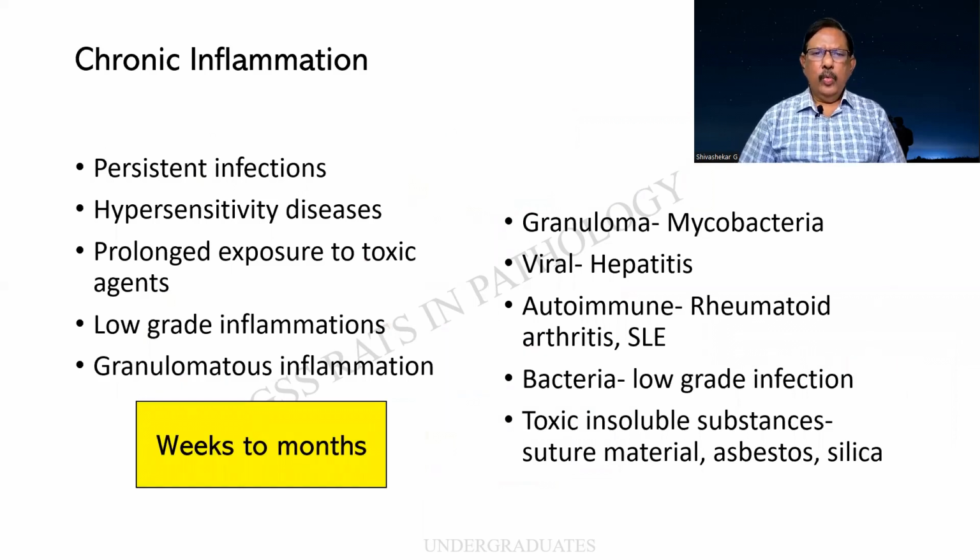Now, why do we get chronic inflammation? Chronic inflammation can occur in a few conditions. One, persistent infections. They do not get cured within a few days. They remain with us for a long time. For example, the arthritis that I mentioned, synovitis, chronic sinusitis, chronic otitis. These are all chronic inflammations. Even tuberculosis is a chronic inflammatory lesion.